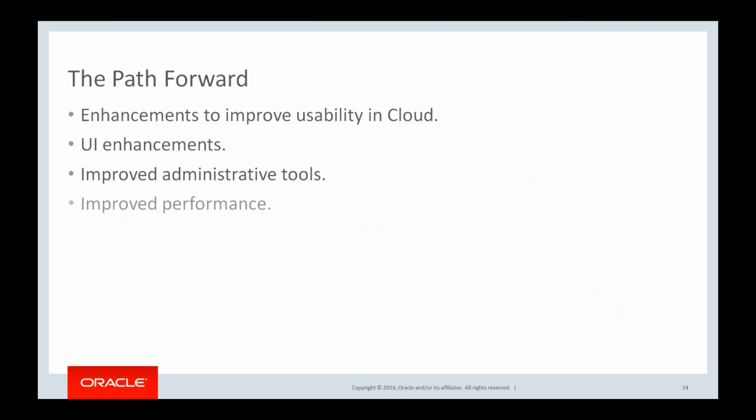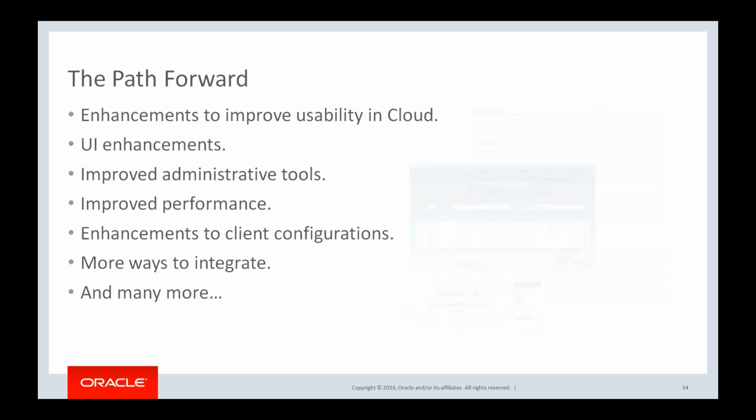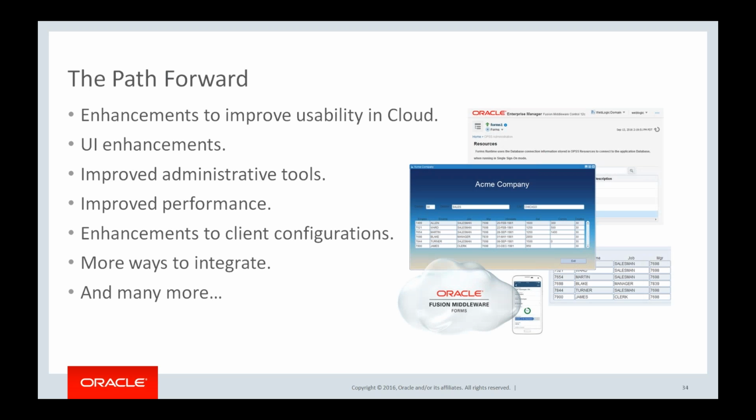Okay. The path forward for forms looks something like this at the moment. I won't go through these in too much detail, but the point is we've got a lot of new features and enhancements we're looking at going into the versions forwards. We're looking at ways to improve usability in cloud, new UI enhancements, administrative tool improvements. We're always looking at improving performance and the client configuration options that we just delivered. We have a whole bunch of new features we're working on for it, as well as performance improvements. So there's lots of good things on the horizon all across the product stack. So I'm really excited about what's coming in the next year or so. So lots of good stuff in the works.